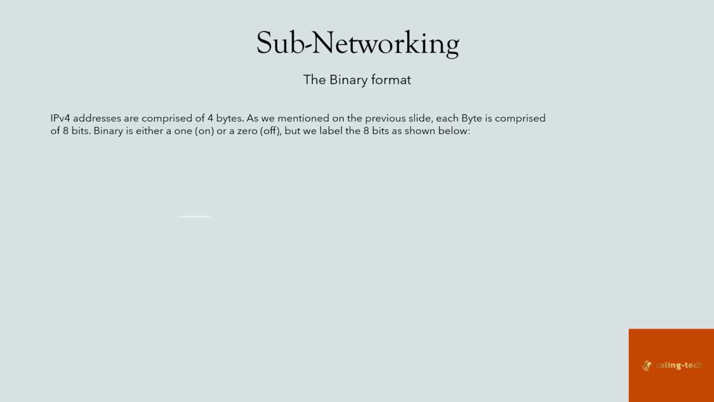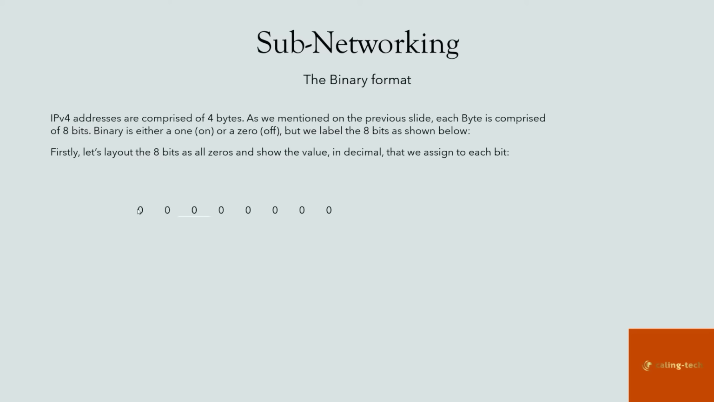So let's start with the binary format itself, starting from the very beginning. As we already mentioned on the previous slide, IPv4 addresses are comprised of 4 bytes. As we also mentioned, each byte is comprised of 8 bits. Binary is either a 1 on or 0 off. The way we label it in decimal so that we have a better understanding and can do the mathematics required, this is how it would be seen. Now, we're going to lay it out as all zeros. Don't worry about that at the moment. I just want to show you the bits and how we put a decimal value to those bits so that we can work out the actual addressing.